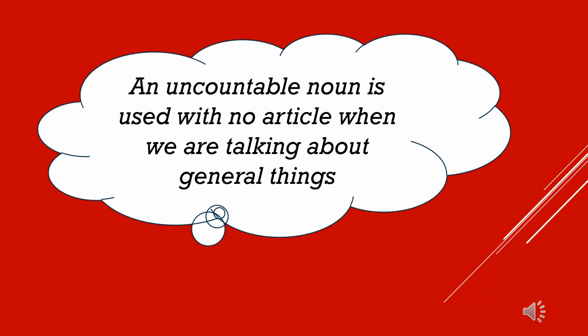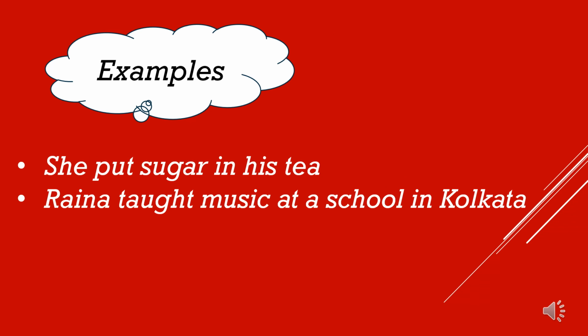Next, we will discuss that an uncountable noun is used with no article when we are talking about general things. Let's understand with examples. She put sugar in his tea. Rana taught music at a school in Kolkata. Students, there is no article before sugar. In the second sentence, there is no article before music.